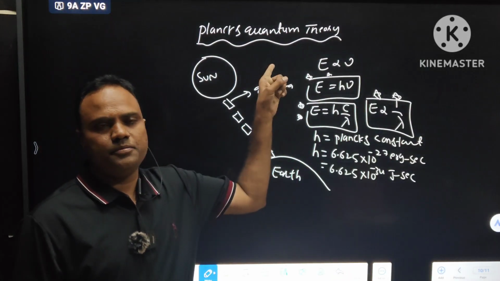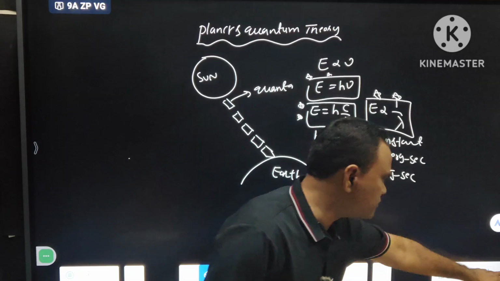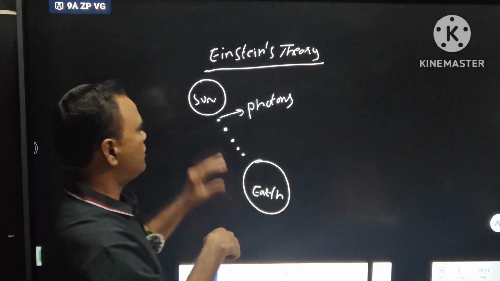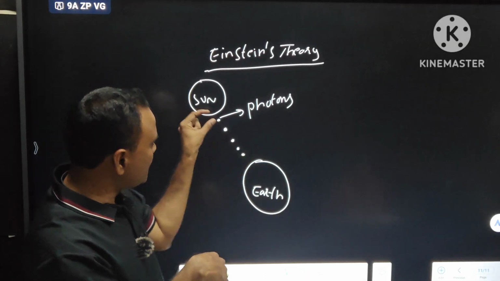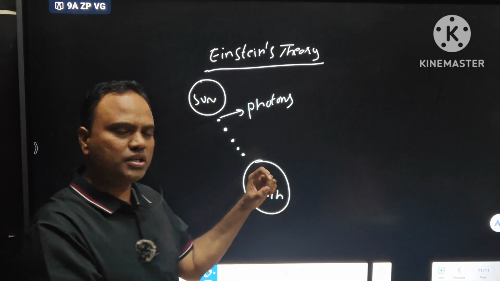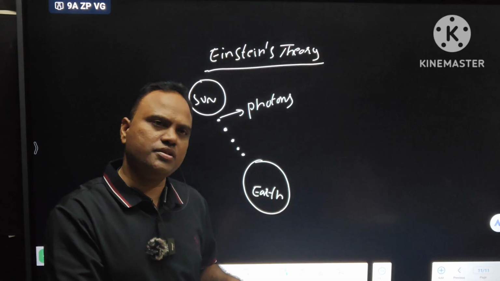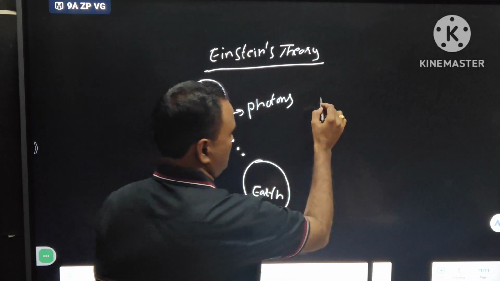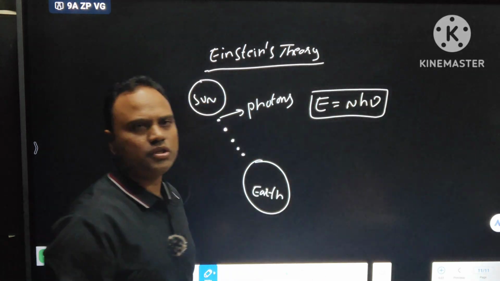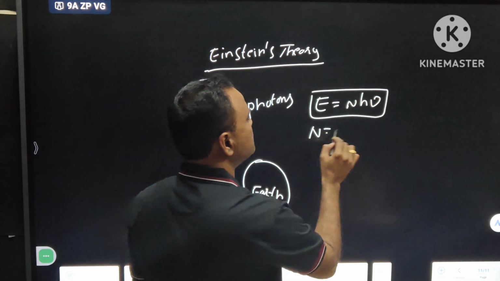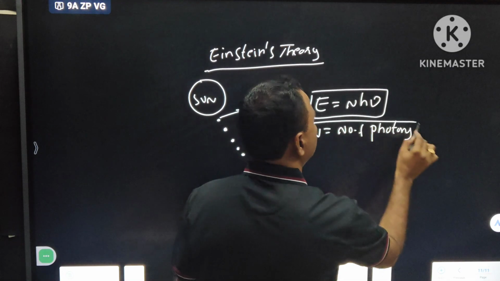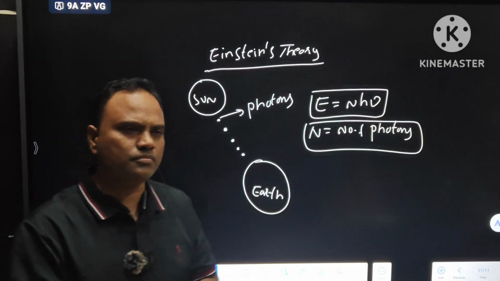Quanta is introduced by Planck, photon is introduced by Einstein. Everything is same. Energy packets, energy particles. Energy packets is Max Planck, particles is Einstein's. Same equation, but small change in energy. E is equal to energy, where n is equal to number of photons. H is same, everything is same.